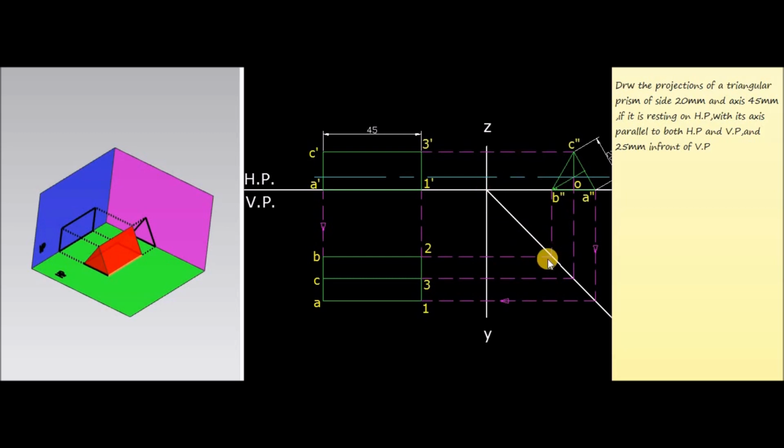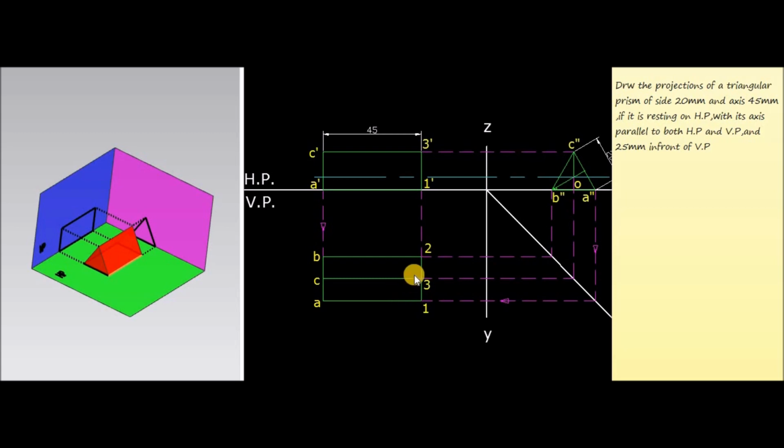Then extend the projection lines leftwards, and these lines will meet the corresponding corners, which can be represented by 1, 2 and 3, the right face, and A, B, C, the left face. Now mark the corresponding corners and join the different corners. Now this rectangle will represent the top view of the triangular prism.